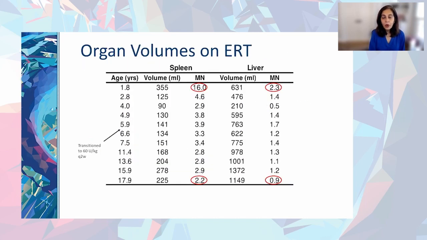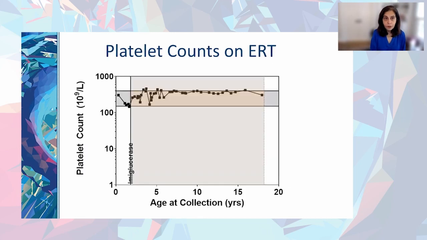So this is the organ volumes on ERT. Just want to show you at 1.8 years, his spleen volume was 16 times the multiples of normal, and the liver volume was 2.3 times multiples of normal. And then you can see close to age 18 years, this had now decreased to 2.2 times multiples of normal and almost a normal liver volume.